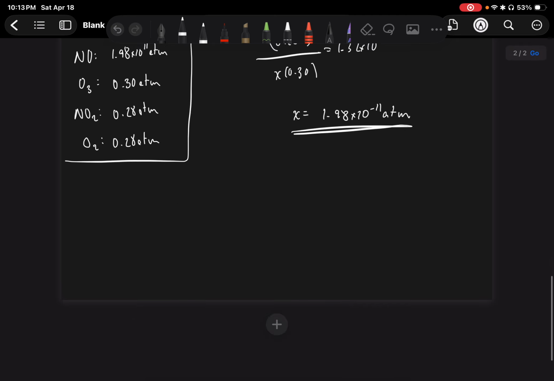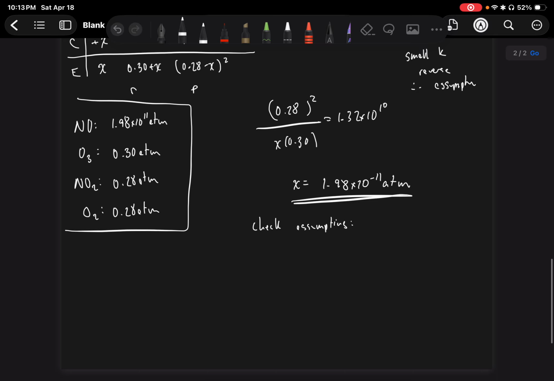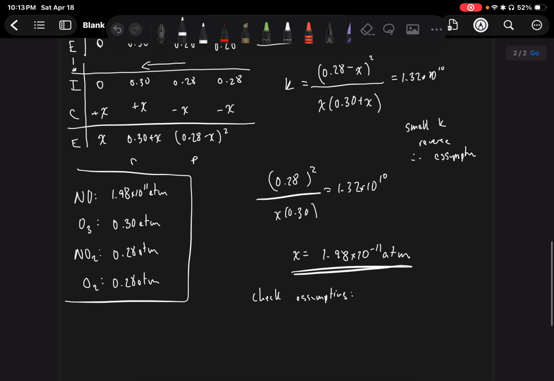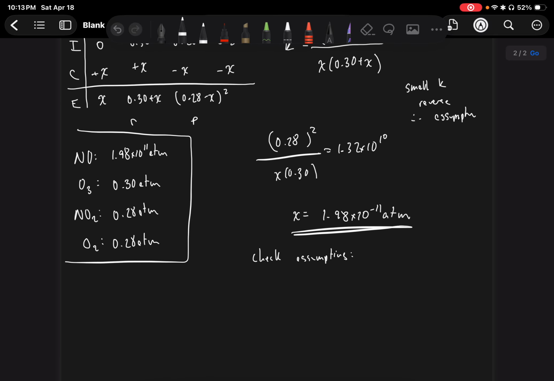Oh wait, we need to check assumptions. I always forget that. Realistically, what are we going to do if these assumptions don't work? Nothing. Yo, these are like negative 10, yeah, bro, these are right. There's no way these are not right.